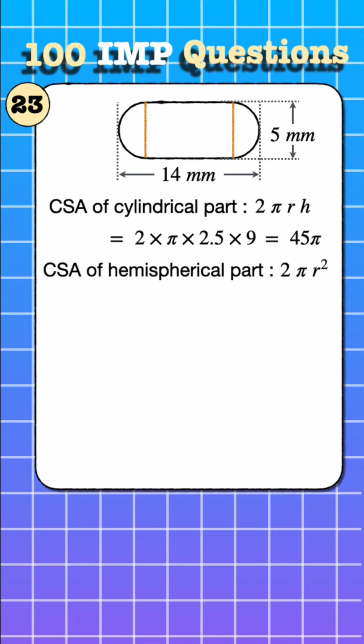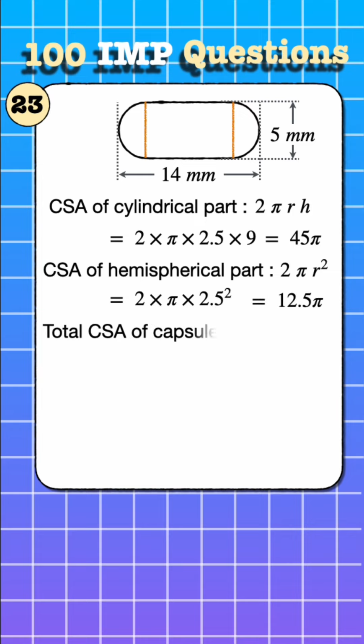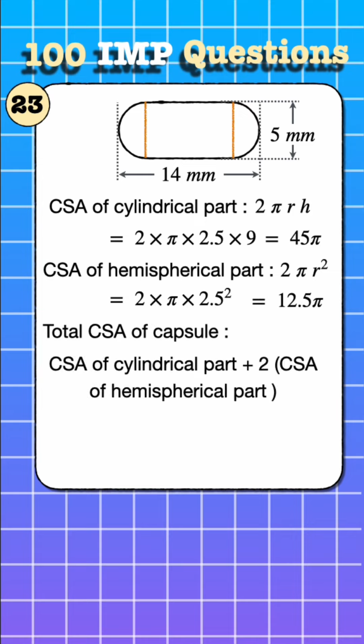Now the curved surface area of the hemispherical part. So that is 2 pi r square. That is 2 pi into 2.5 square, which will be 12.5 pi. Now the total curved surface area of the capsule is the curved surface area of the cylindrical part plus two curved surface areas of the hemispherical part. One right hemisphere, one left hemisphere. So it will be 45 pi plus 2 into 12.5 pi, which is 70 pi.